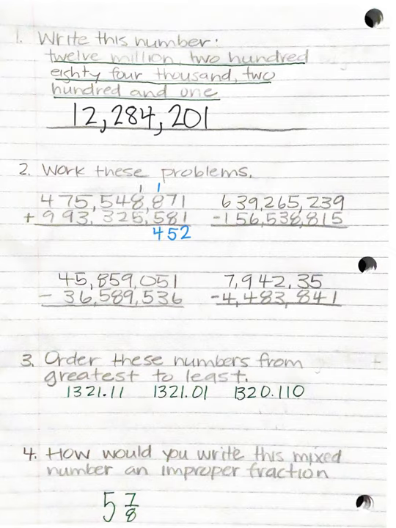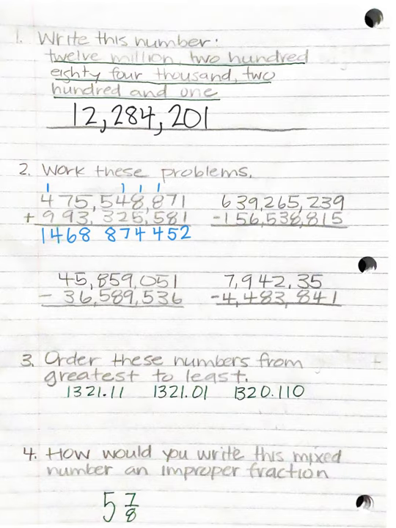I then have 8 plus 1, which is 9, plus 5 more is 14. I'll drop that 4, carry my 1. 4 plus 1 is 5, plus 2 more is 7. 5 plus 3 is 8. 7 plus 9 is 16. Carry my 1. 4 plus 1 is 5, plus 1 more is 6.